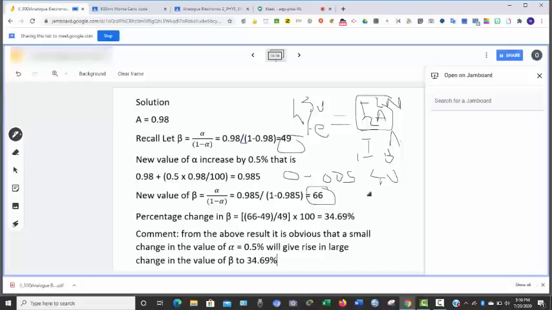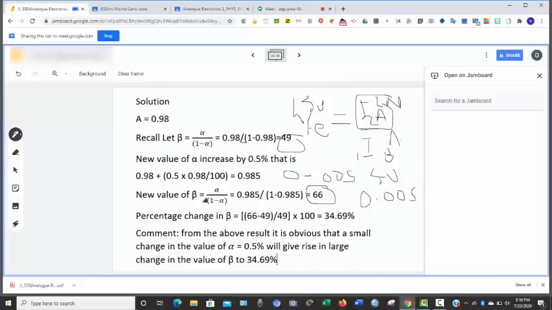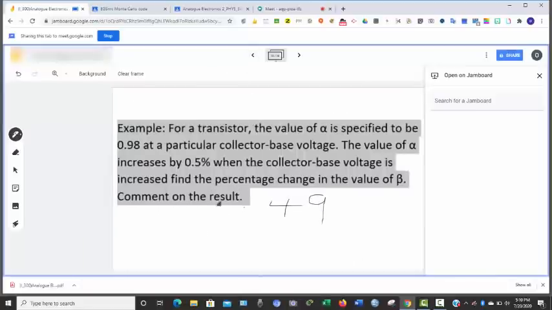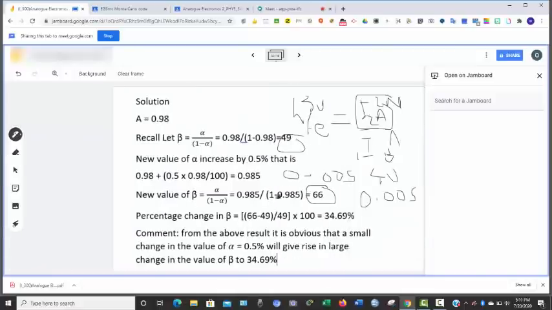by an increase of 0.005. So you can see that this is one of the advantages of a transistor for amplification of current, and the application of that for it to be used as an amplifier. Then in that question, we were asked to comment on our results.